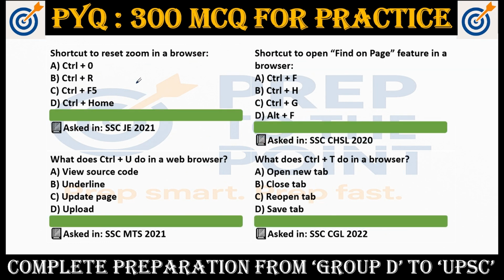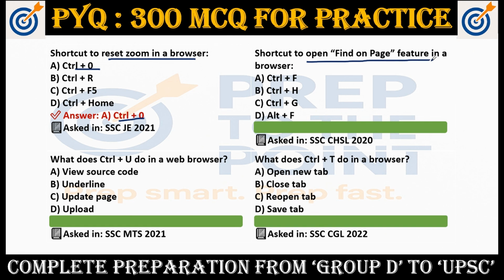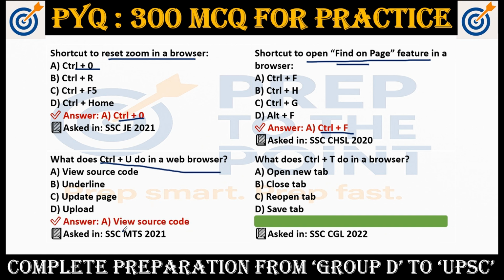Next, shortcut to reset zoom in a browser. Control plus 0 to reset zoom in a browser. Shortcut to open find on page feature in browser. Control F for find. What does Control U do in a web browser? View source code. Not underline. Control U is underline in MS Word. But in web browser, Control U is to view source code.